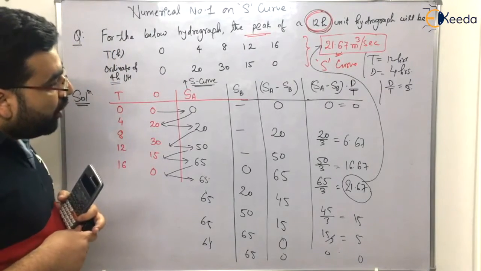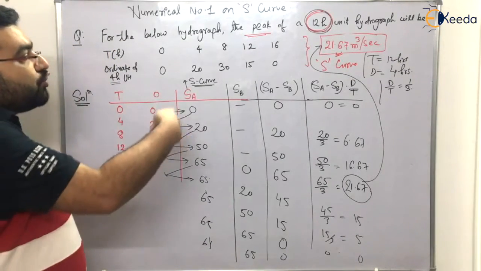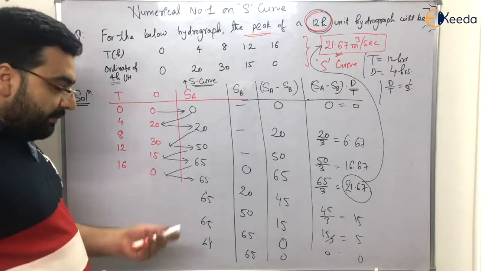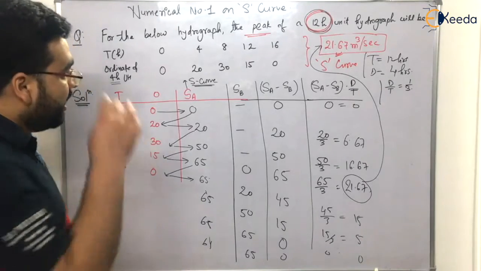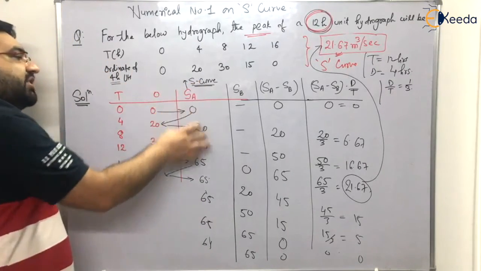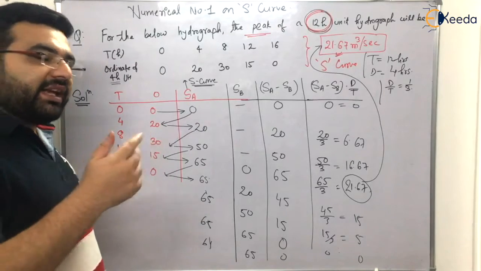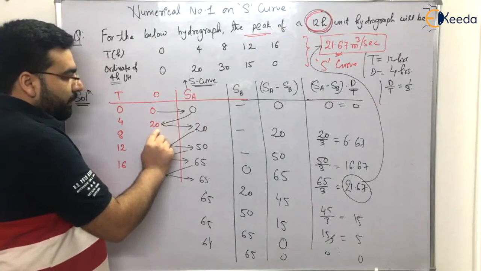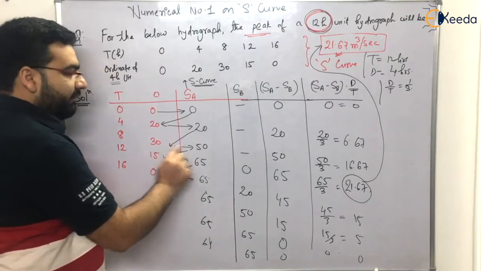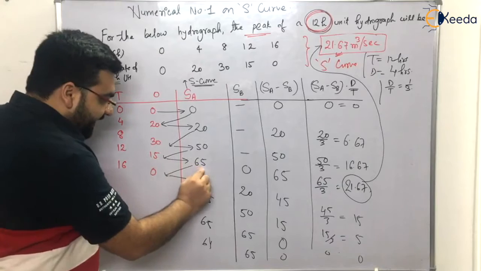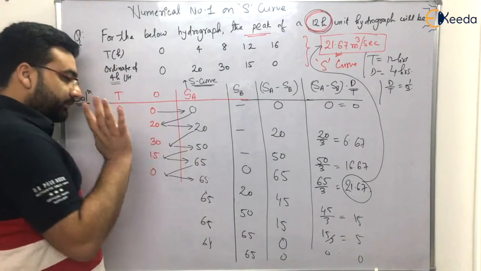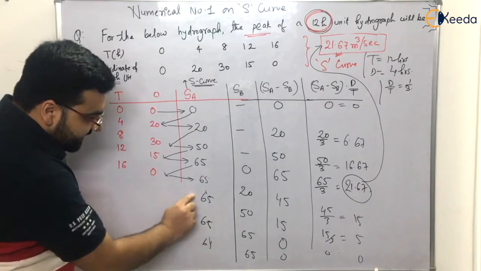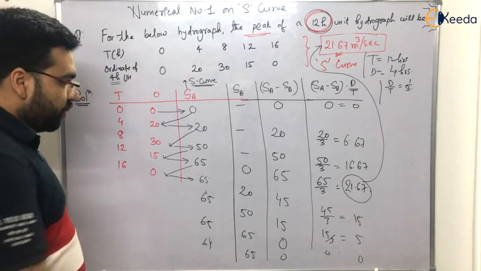Clear? So I hope that you have understood how to implement the S curve. Again I am repeating because this is very important. First of all, step 1, just make a normal S curve. How to make an S curve? If discharge is given to you, ordinates are given to you: 0, plus 20, 20, plus 30, 50, plus 15, 65, plus 0, 65, and so on. Clear? So we have got one S curve.